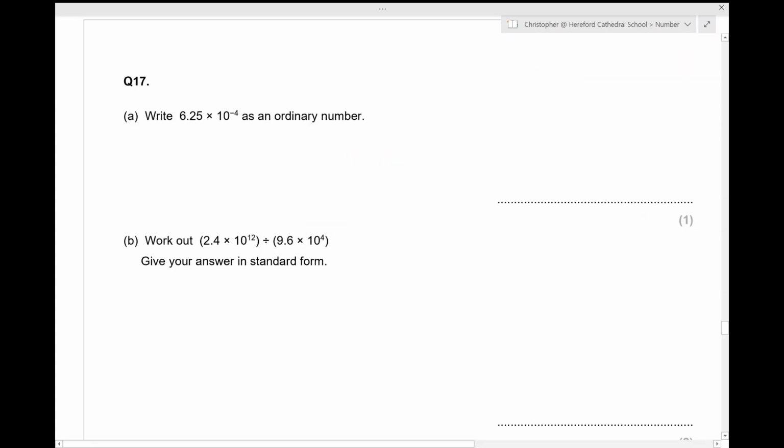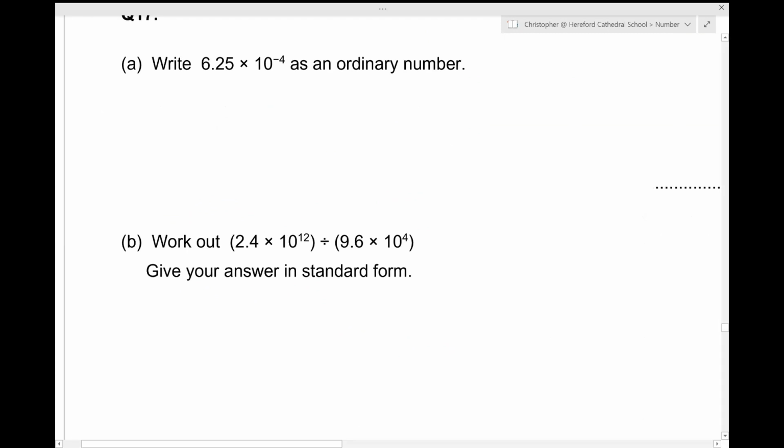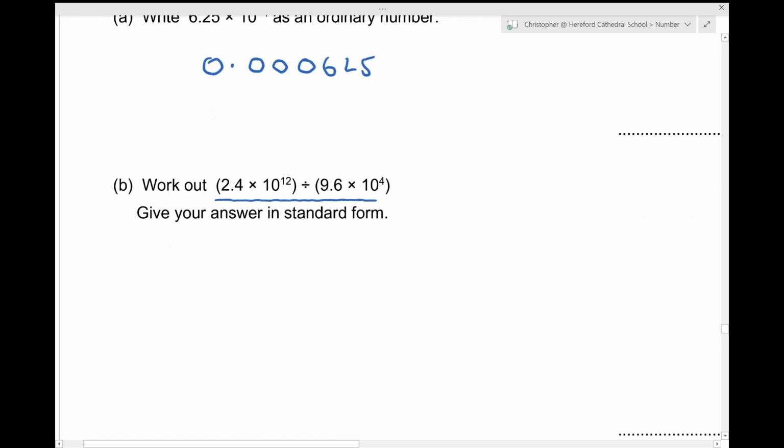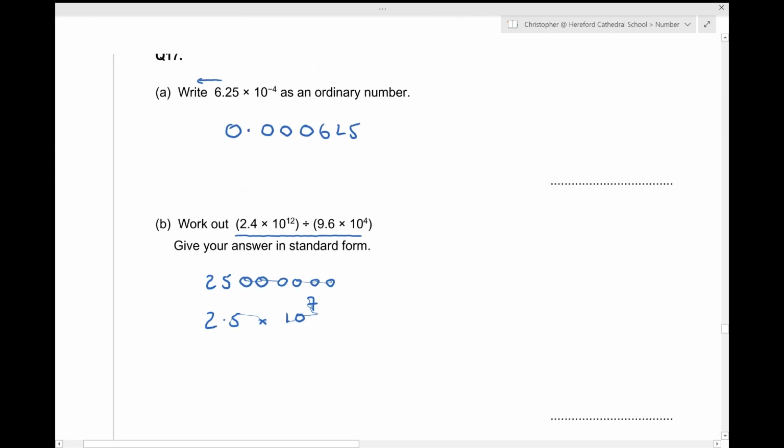Question 17. Okay, write this as an ordinary number. Well, I'm going to move the decimal point 4 places that way. One of those hops it over the 6, so there must be 3 more hops. There you go. Work this out. Give your answer in standard form. Well, if I put that into my calculator using the fraction function, then I get the answer 25 with 6 zeros, 25 million. So, in standard form, that is 2.5 times 10 to the 7. And that is question 17.